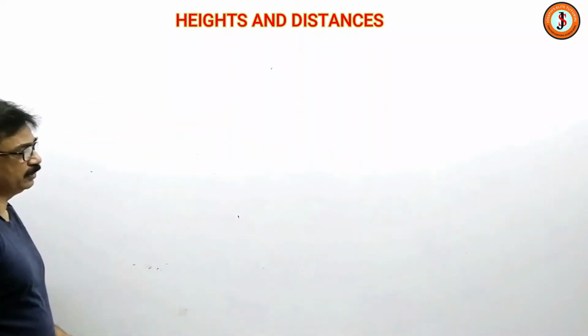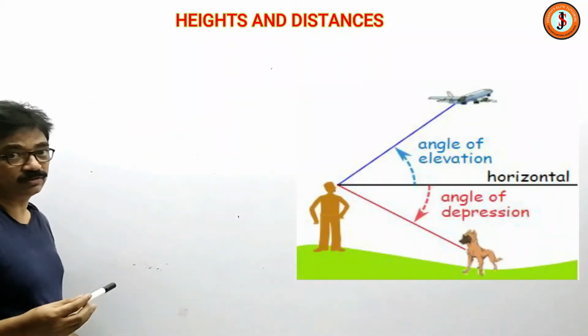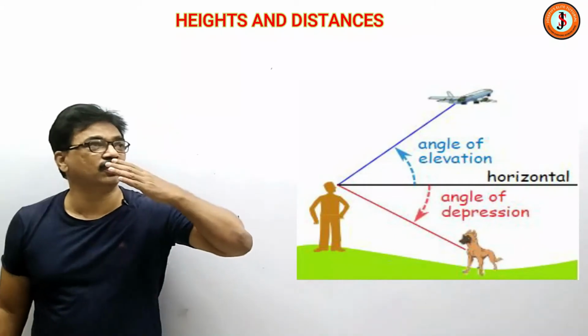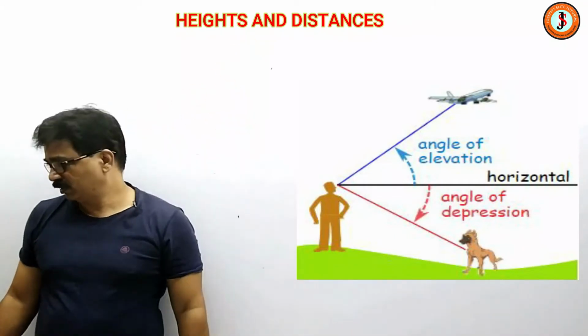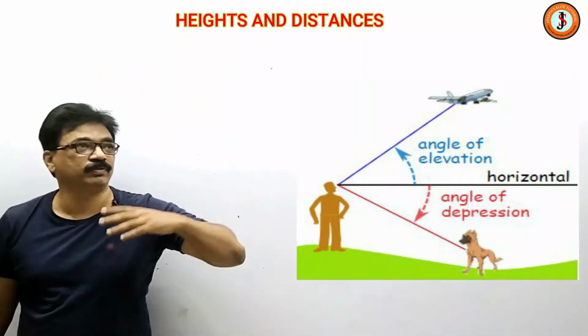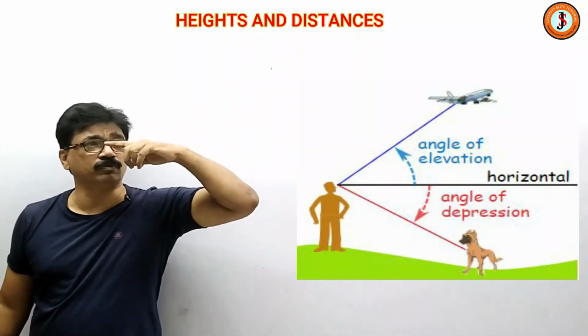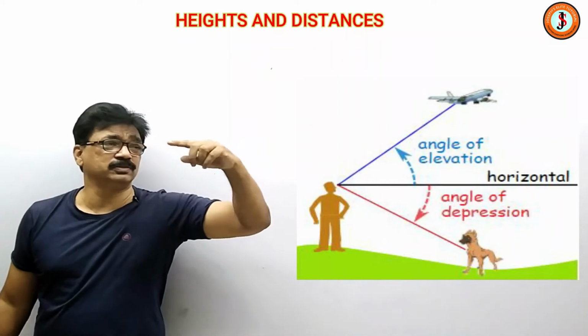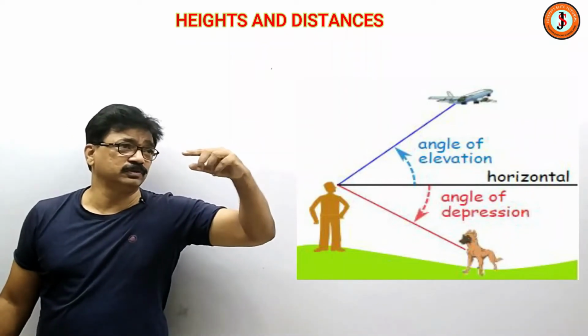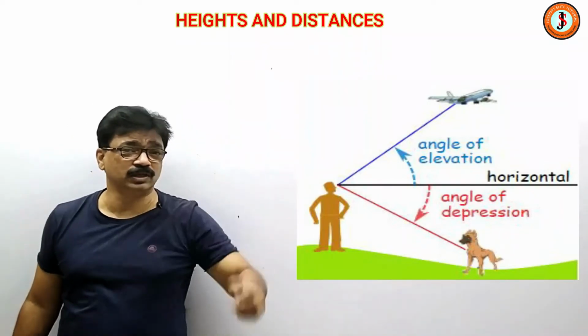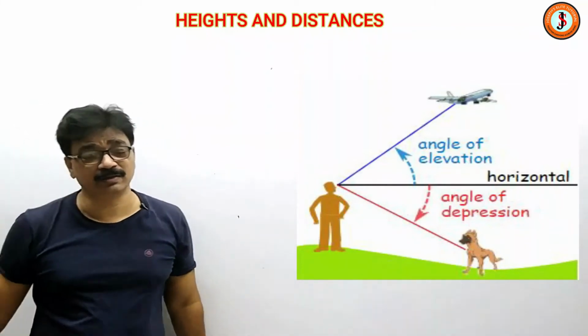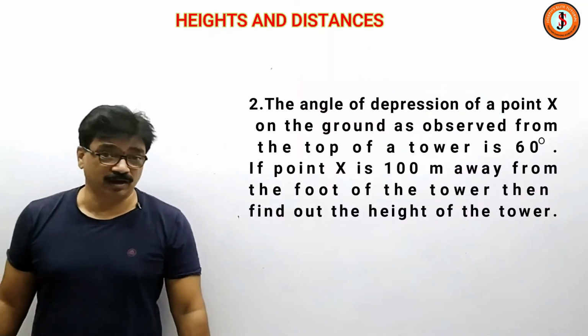Very fast. Let me read this question. Now the angle of elevation is when the point being viewed is on the top, and the line joining the object with the point of observation and the line passing through the point of observation, which is the horizontal line, both make an angle, and that angle is known as the angle of elevation.